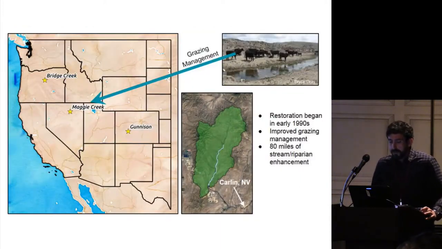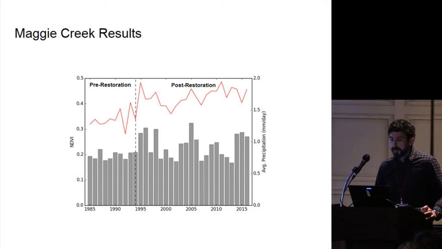Okay, so the Maggie Creek site. This was a grazing management project. Restoration began in the early 90s. And it's restored over 80 miles of stream and riparian area. So I don't have a control site here, but fortunately we have enough time that we don't need a controlled site.